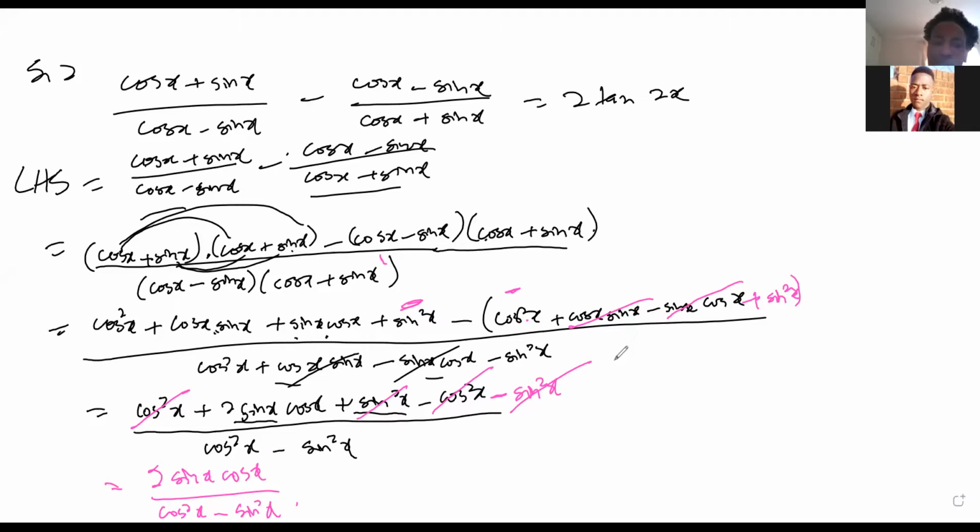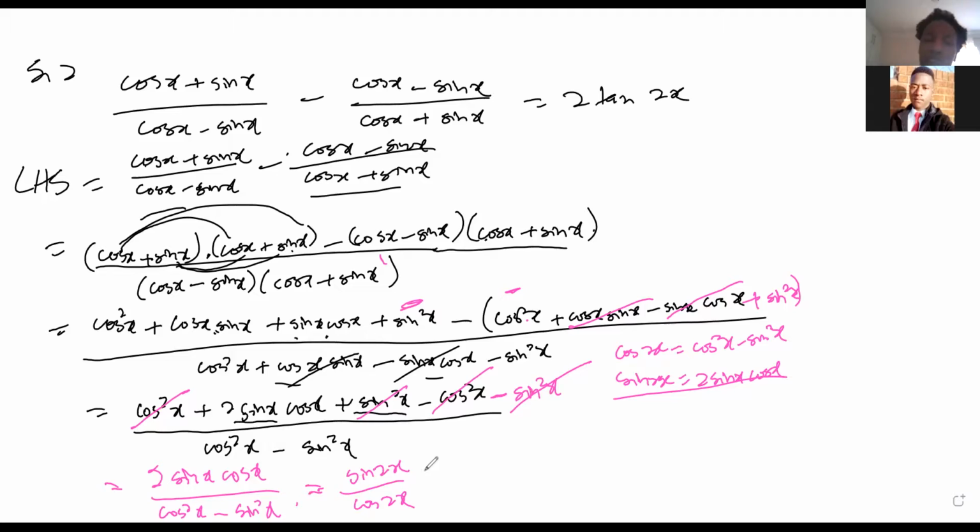Then remember, cos 2x we said is cos squared x minus sine squared x. And then sine 2x is equal to 2 sine x cos x. Oh, we forgot to put this part when we're doing the double angles. That's the double angle for the sine. So can you see now the numerator is a sine 2x and the denominator is a cos 2x. And a sine over cos is a tangent. So we have tan 2x.